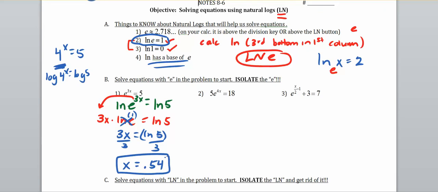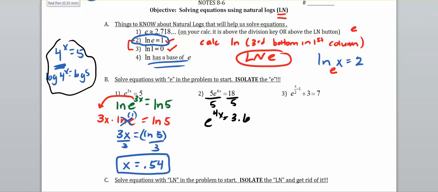All right, let's look at number 2. The first thing I have to do before I take the natural log of both sides, just like when I took the common log, is isolate the base. The e is my base, and there is something out front: it's 5 times that number. I've got to get rid of that. I can't take the natural log the way it is. I've got to divide both sides by 5. So e to the 4x is equal to, go ahead and do that on your calculator, 18 divided by 5, and you're going to get 3.6.